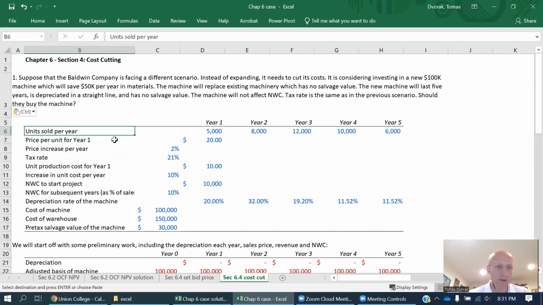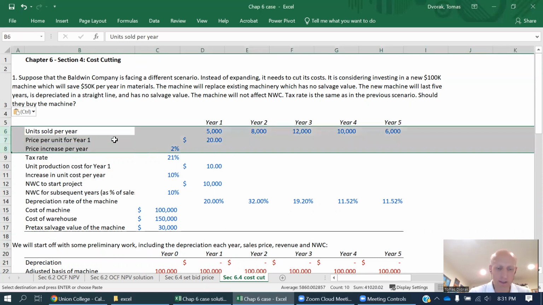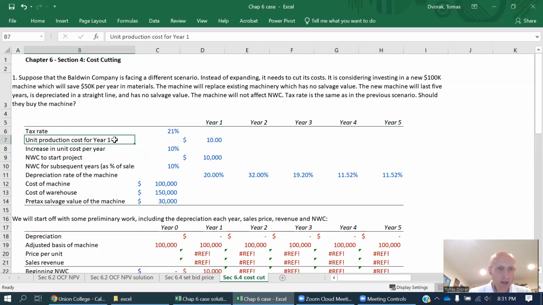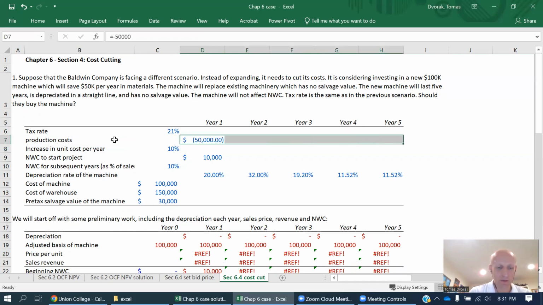Some of this we will need, some of this we won't need. We certainly don't need units per year or price per unit; tax rate we're going to keep. So we're going to delete just these rows. We don't have production cost per unit. We just have that overall, this new machine is going to save 50K in materials. So we're going to say production costs, and now they're going to be negative. So the additional production costs will be negative 50,000 per year. I'm going to Control R all that.